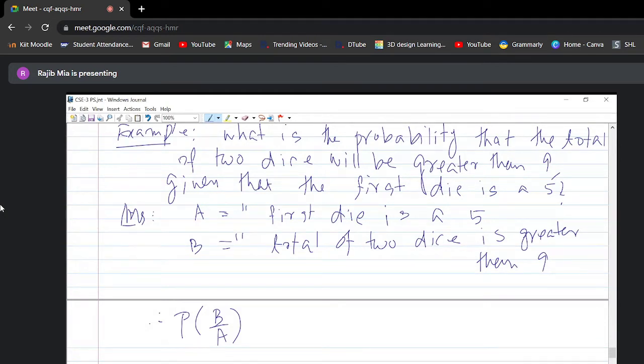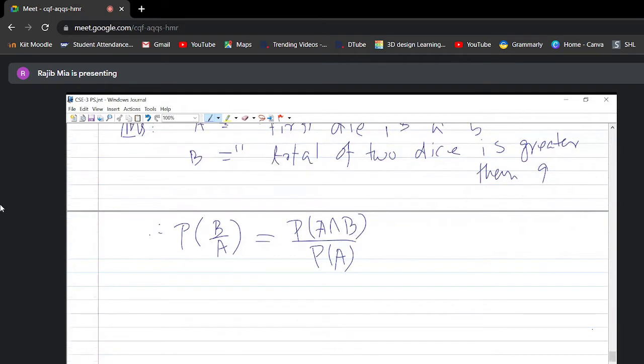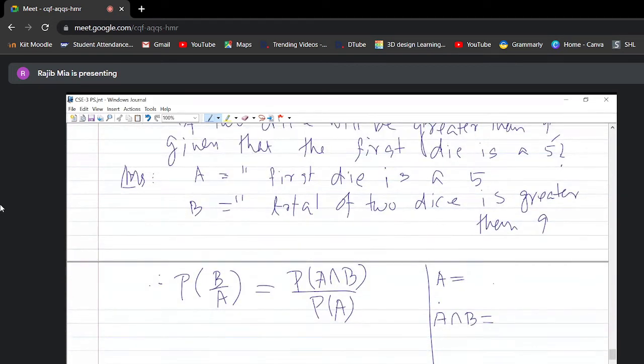So what is the definition of this? Probability of B by A is probability of A intersection B divided by probability of A. Now we have to find this probability of A and probability of A intersection B, right? So can you tell me what are the outcomes in the event A and in the event A intersection B? First, tell me the outcomes of A. Only outcomes, not probability. Just 6. Yes.